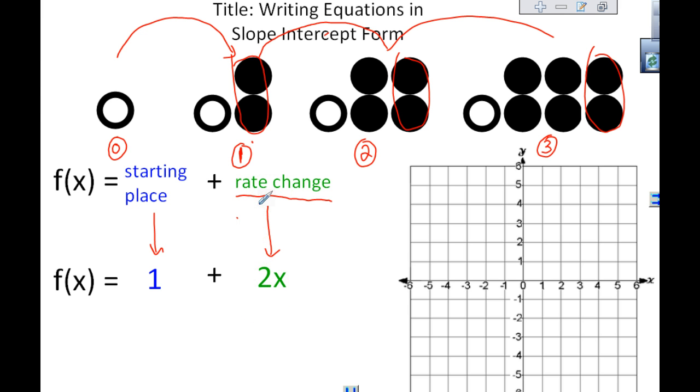So whatever's changing or adding each time, that's your slope. That's the rate of change. They're one and the same thing.